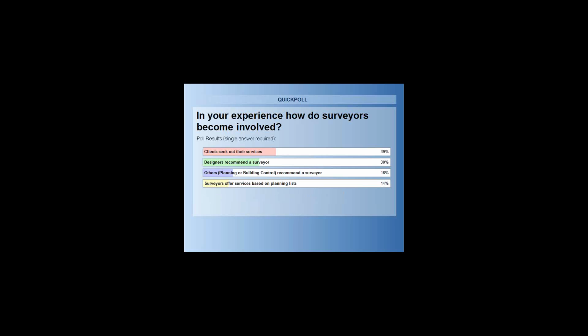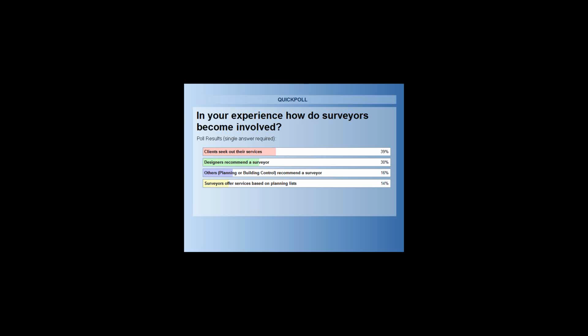And an awful lot of it would seem to be, honestly, that the professionals involved in the process are advising on surveyors, or clients are actually aware of what they need to do and seeking them out. So hopefully at some level the client's awareness of the Act is being raised, whether that's planning departments mentioning it, building control or whatever, that somebody is making the client aware that they need to look at the considerations of the Act. So that's quite pleasing from that point of view.